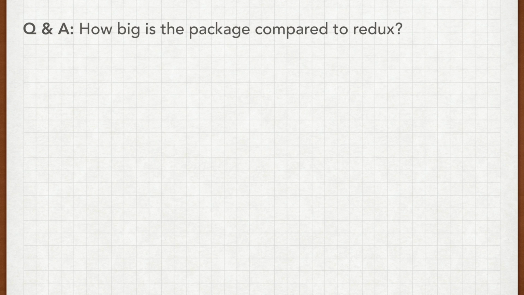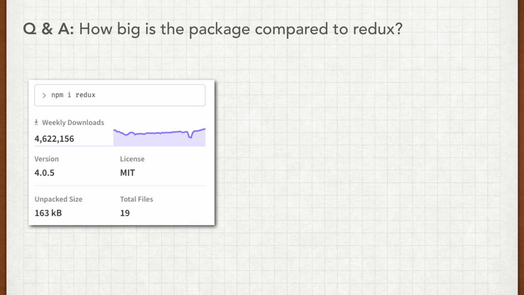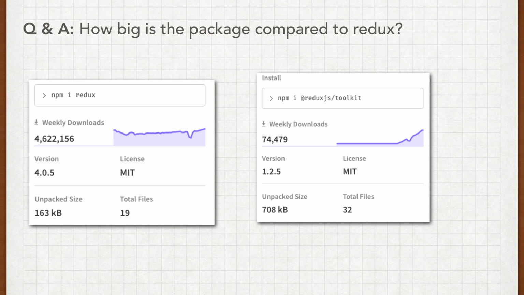The next question is, how big is the Redux Toolkit package compared to Redux? So let's do a little bit of a comparison. This is from npmjs.org. I think that's the npm website. And so here is Redux. Its unpacked size is 163 kilobytes. Now here is Redux Toolkit. It's 708 kilobytes. So it's pretty significantly bigger.